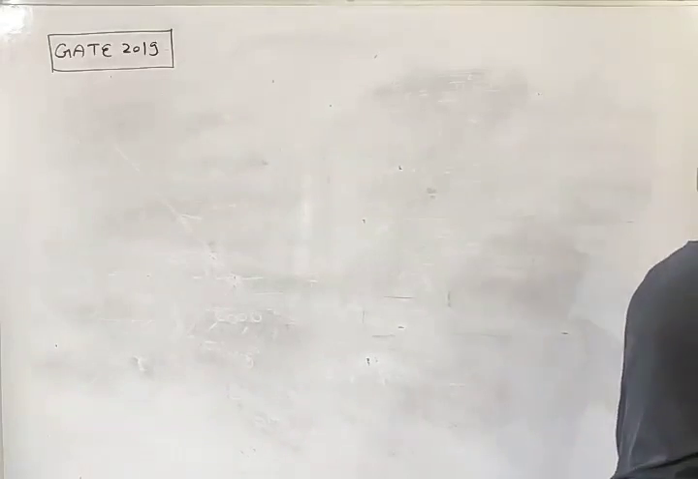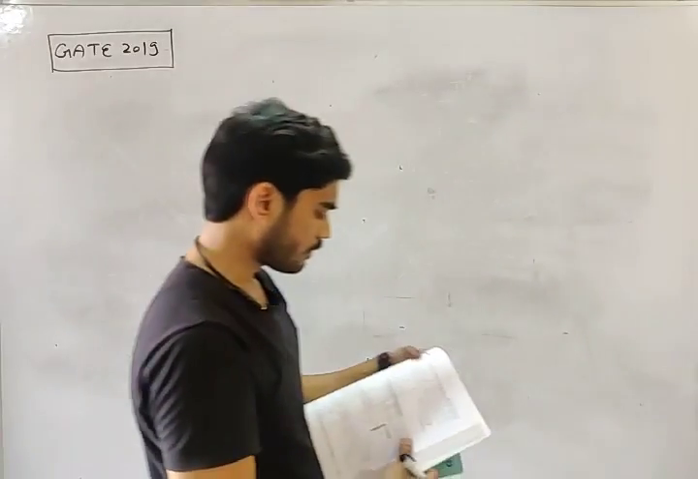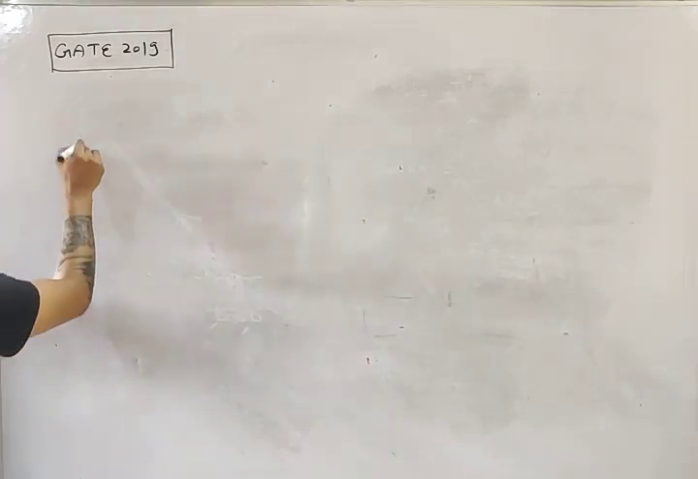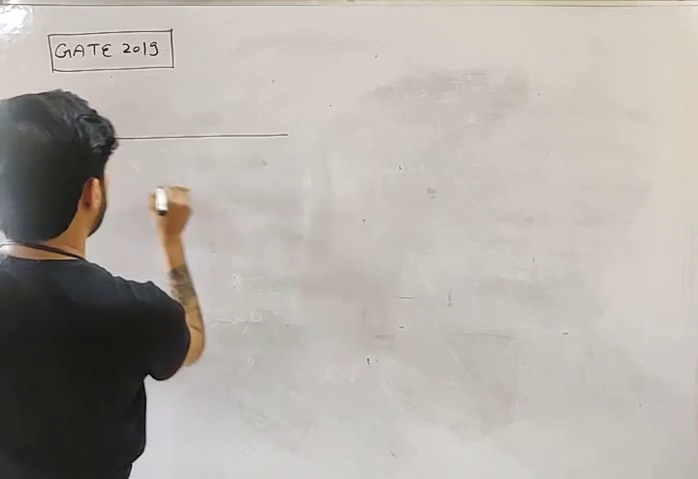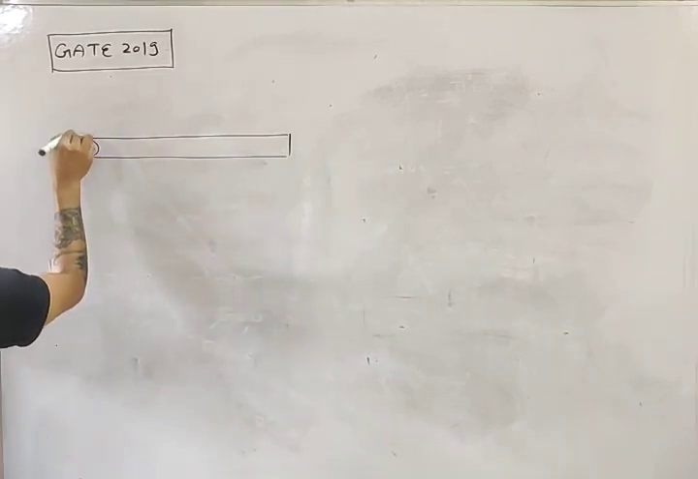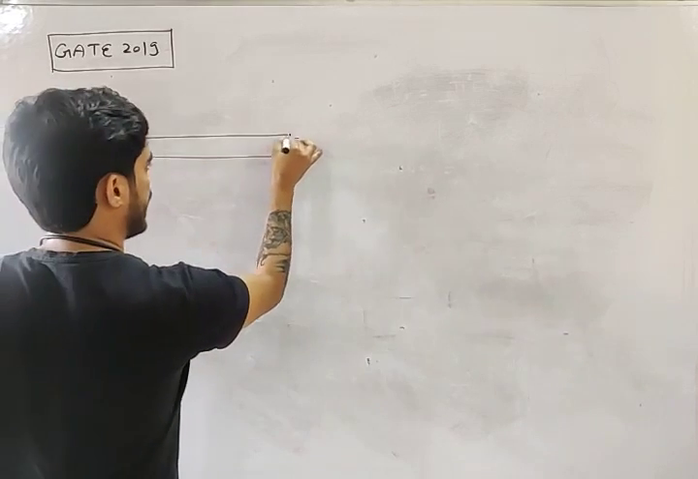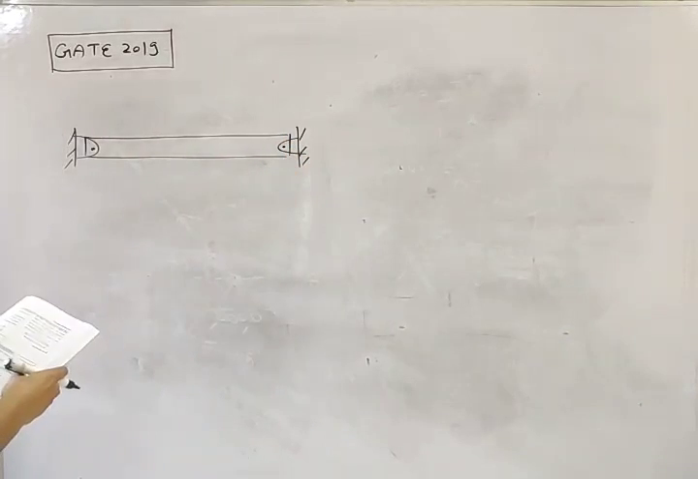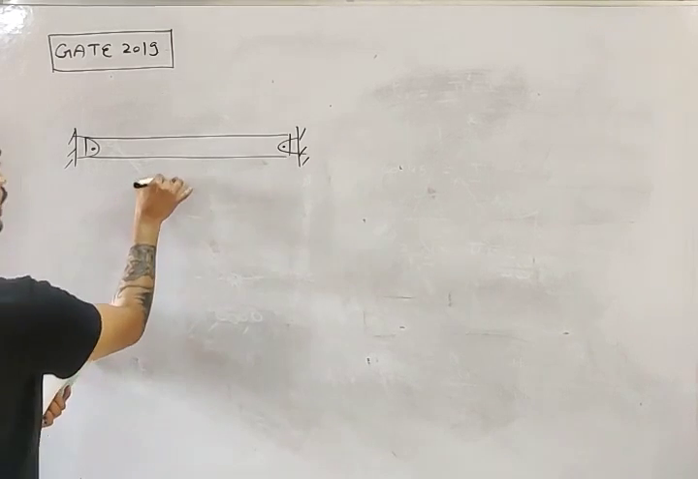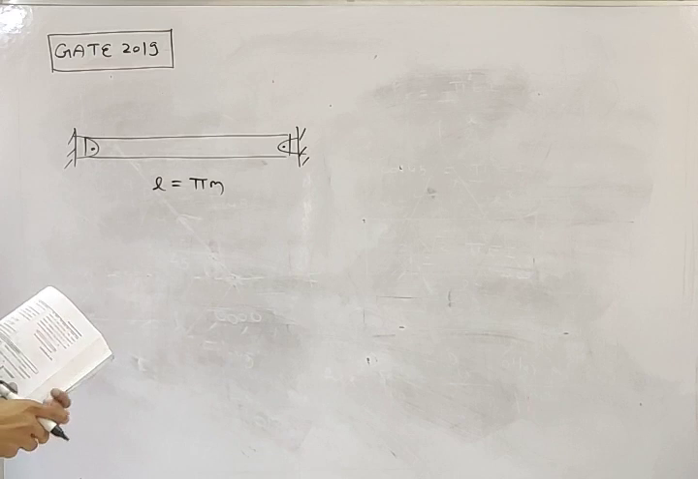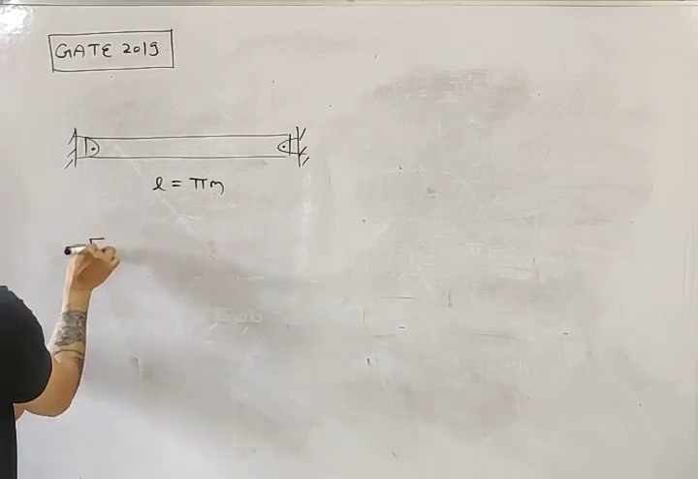Okay, so let me read the question first. Consider a prismatic straight beam. Prismatic means cross-sectional area is constant. It is hinged at both the ends. The length of this beam is pi meter. Young's modulus is 200 gigapascal.